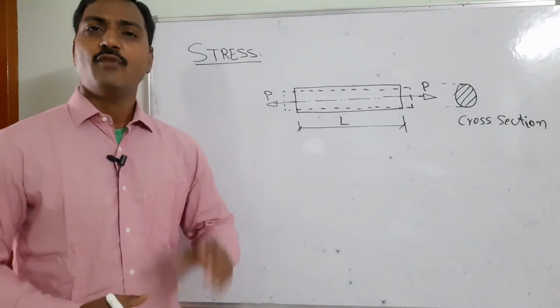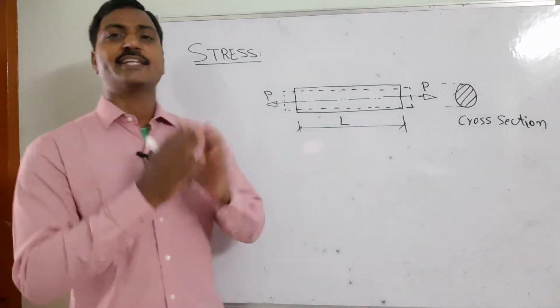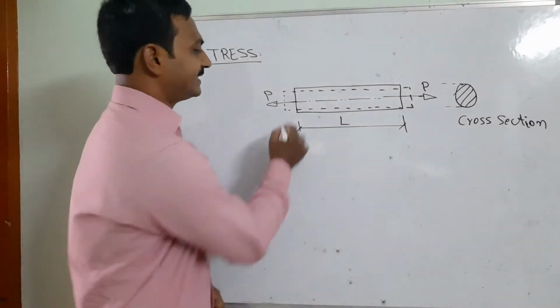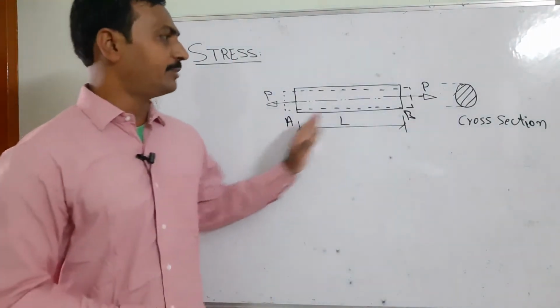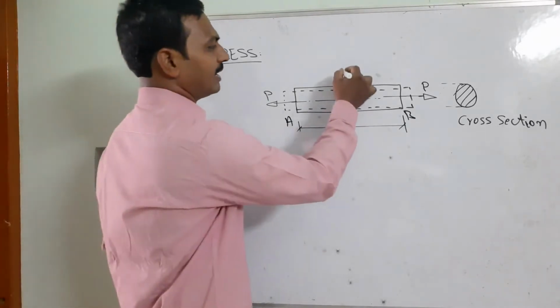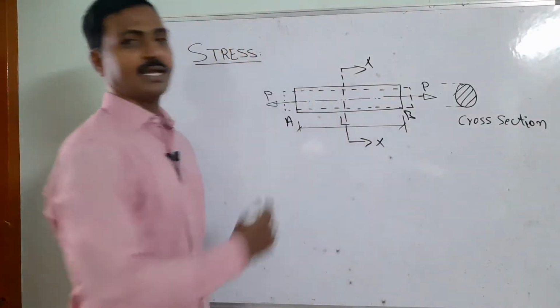If you want to see the equilibrium conditions, then I want to make a section of this member. Suppose this end is A and the other end is B. I'm going to call this bar AB. I want to make a section, so what will happen? I'm going to make the section plane like this. XX I'm going to consider.